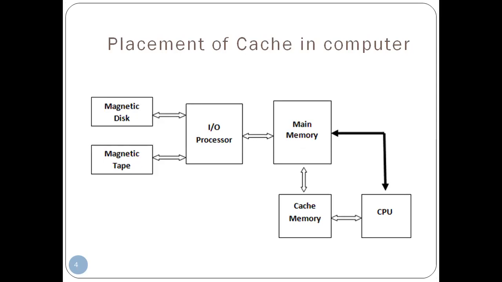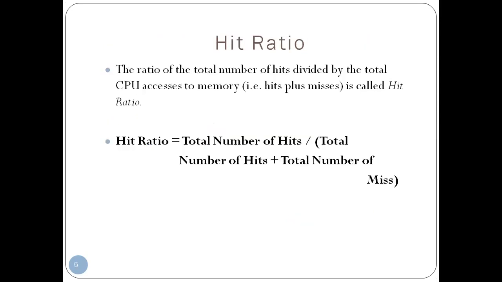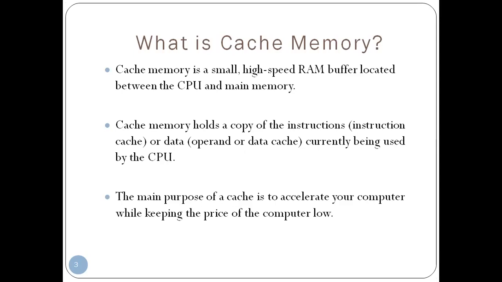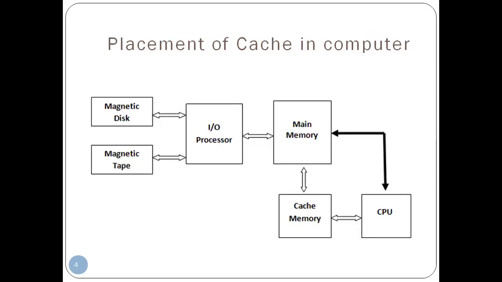So what is the main purpose? The main purpose is to increase the performance, to accelerate your computer while keeping the price of the computer low. Accelerating in the sense that we have to improve the performance. That is the main motto, that is why we go for the cache memory. And this is where the cache is going to be placed. Here, if you can see this, the cache is placed in between the main memory and the CPU.